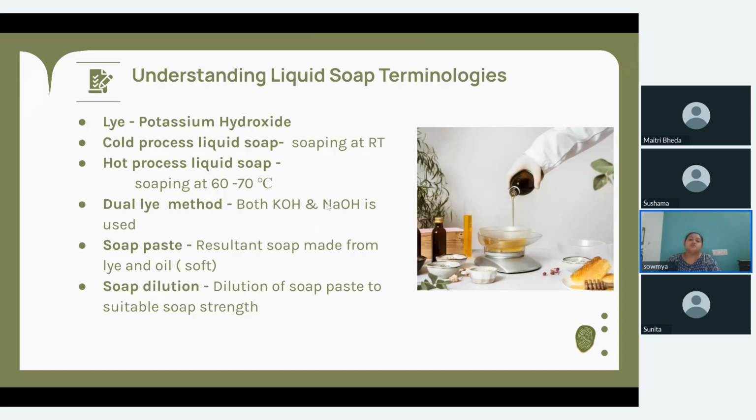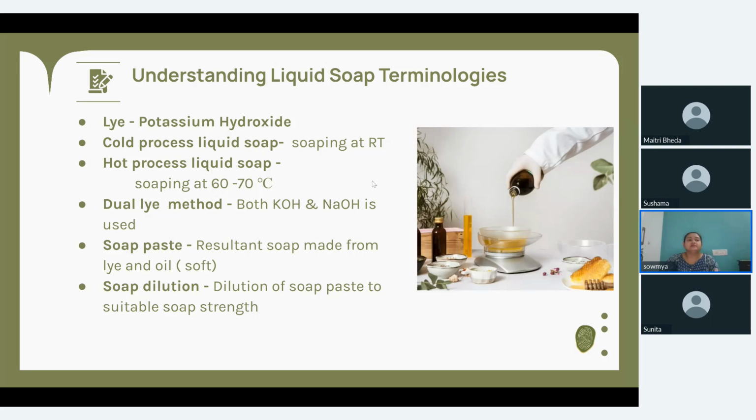Why we use sodium hydroxide to make liquid soap is because it will accelerate the trace formation. We will see why we are concerned about potassium hydroxide not being able to trace immediately like sodium hydroxide in the further slides. Okay, then we will use something called soap paste.